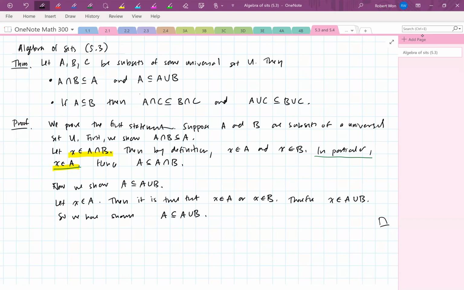Again, if you take a set and you intersect it, it only gets smaller, possibly. If you take a set and you union it, it only possibly gets bigger. And if one set is contained in another, then if you intersect them both with the same set, or if you union them both with the same set, you get the same containment. These are nice properties of union and intersection.